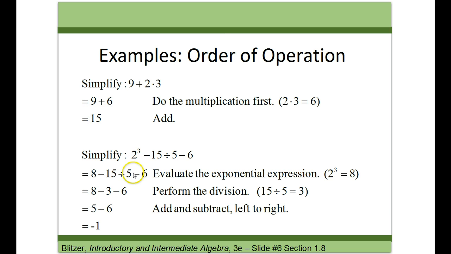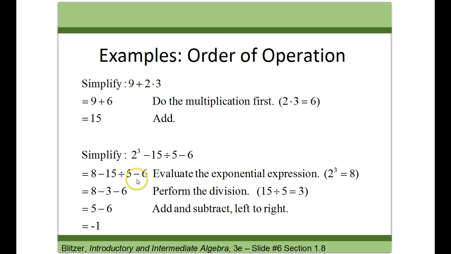They get, of course, more complicated here. So in this expression here, what we'd like to do is simplify. First, remember, we look for parentheses or grouping symbols. I don't have any of those, but I do have the next part, which is an exponent. I have 2 to the third. 2 to the third, remember, means 2 times 2 times 2, which is 8. So we have 8 minus 15 divided by 5 minus 6.